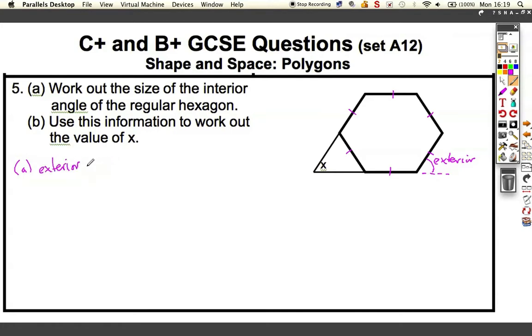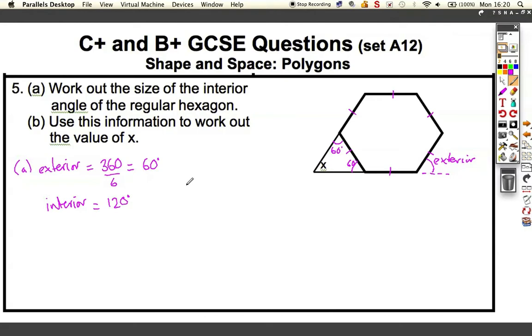So, for a regular hexagon, 360 degrees is the total turn for the outside. Divide by 6, because it's a hexagon this time, gives us 60 degrees. That allows us to find the interior angle. If the exterior is 60, the interior must be 120. These two add up to 180. So we can add that to our diagram. We know that that is 60 degrees, as is that 60 degrees.